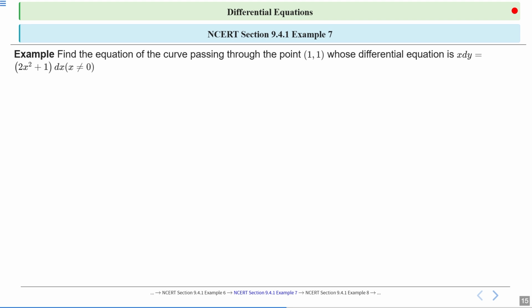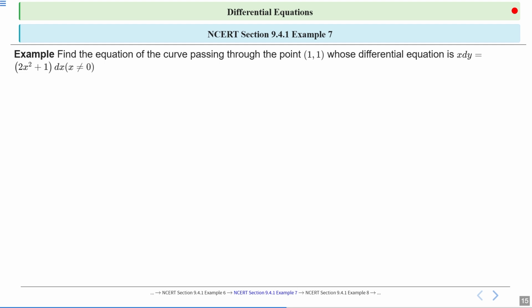Example 7 is, find the equation of the curve passing through the point 1, 1, whose differential equation is x dy is equal to 2x square plus 1 dx, where x is not equal to 0. So, in this example, we have to find the equation of a single curve which passes through the point 1, 1. The first condition is it must pass through the point 1, 1, whose differential equation is x dy is equal to 2x square plus 1 dx.